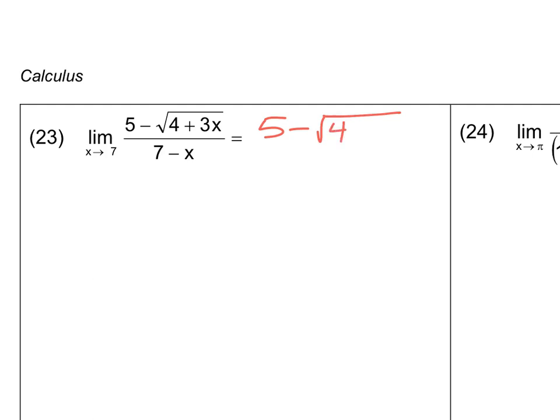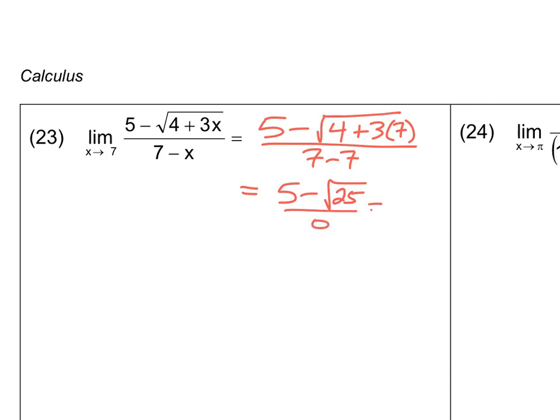So 4 plus 3 times 7 over 7 minus 7. So we got a 0 on the bottom. It's just a question of whether this is going to be undefined or indeterminate. If it's undefined, we go to the calculator. If it's indeterminate, it means we could do algebra. So 5 minus the square root of 25 over 0, so we get 0 over 0.